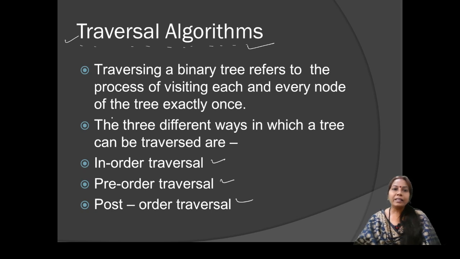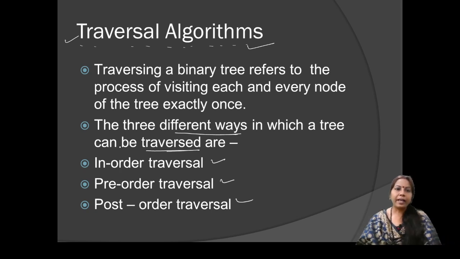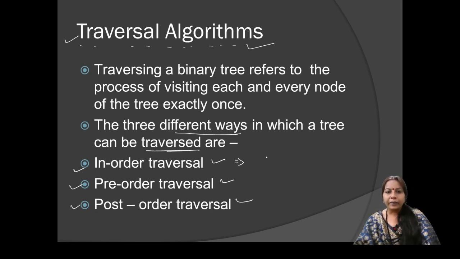There are three ways by which traversing is possible: in-order traversal, pre-order traversal, and post-order traversal. In in-order traversal, we must visit first the left node, then the root node, then the right node.